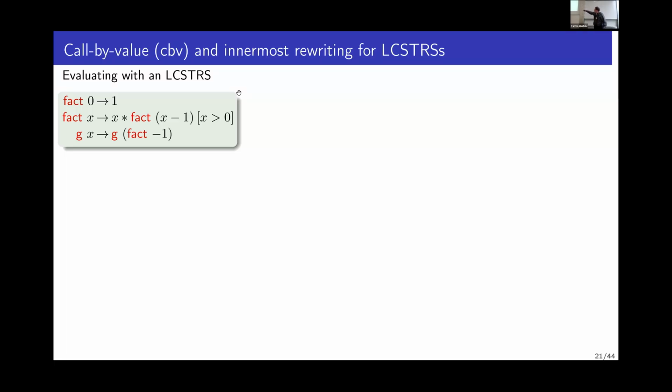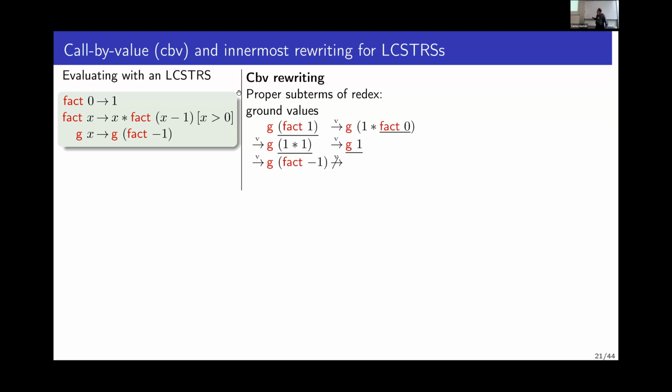Namely, the first two rules compute the factorial recursively. Factorial of 0 is 1. Factorial of x, if x is greater than 0, is x times factorial of x minus 1. The third rule is highly artificial. g of x goes to g of fact of minus 1. Ooh. Okay, let's see what happens.